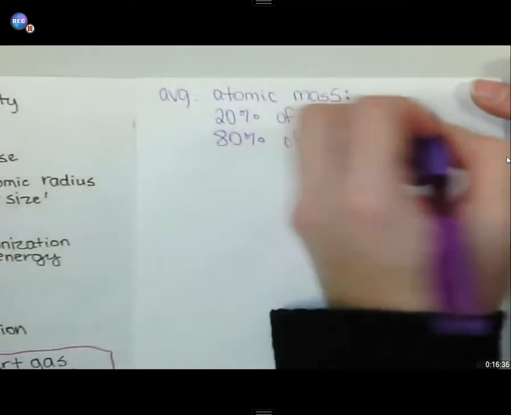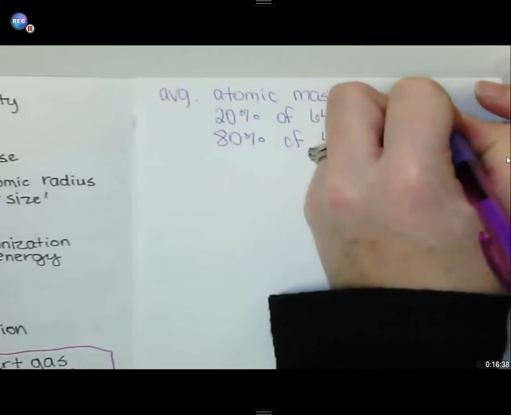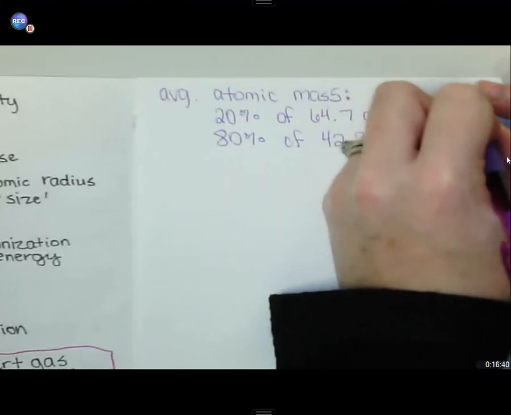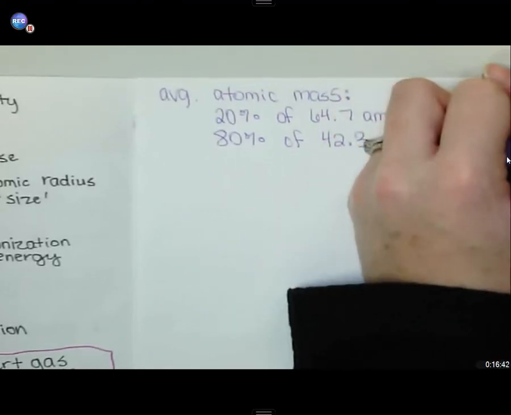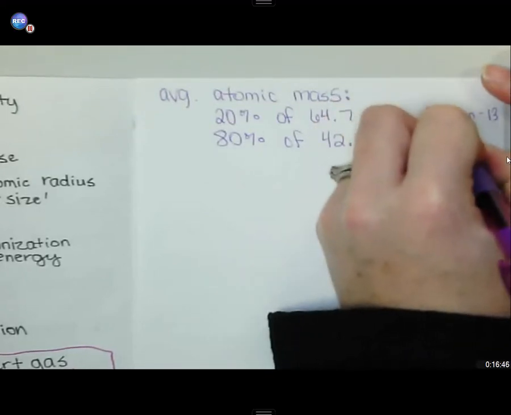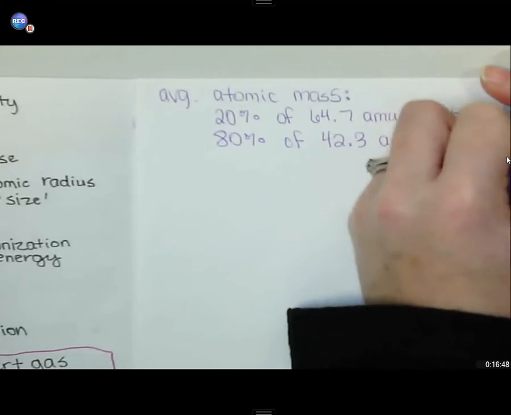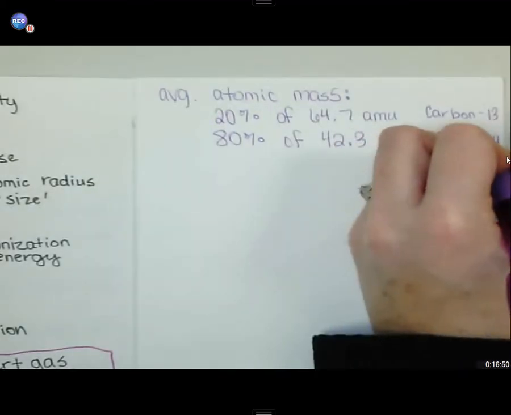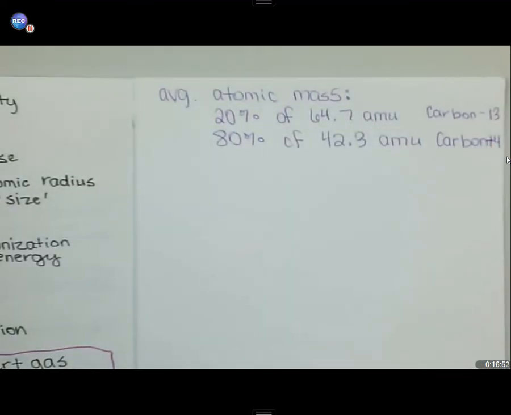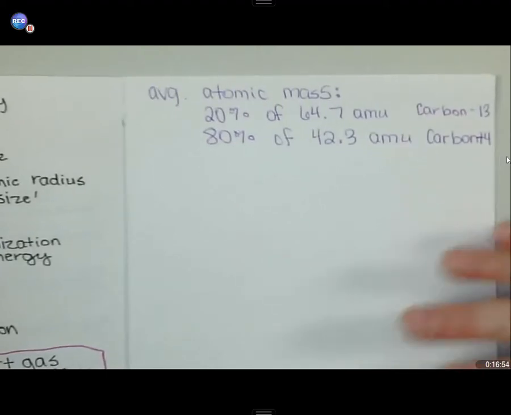So this might be an isotope of carbon: this is carbon 13, and this is carbon 14. And we want to know the atomic mass. Well, to do this, we are going to have to do a little math.